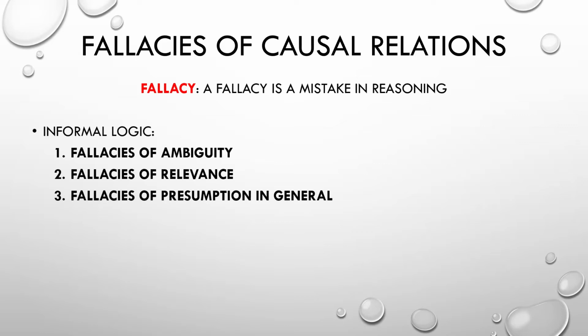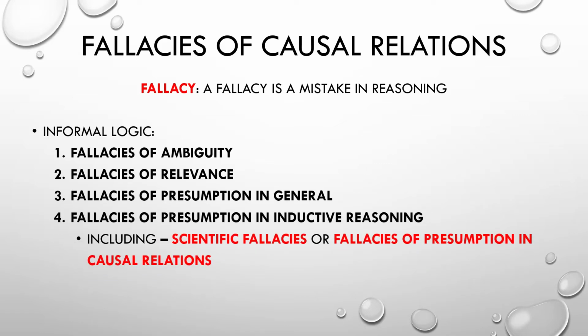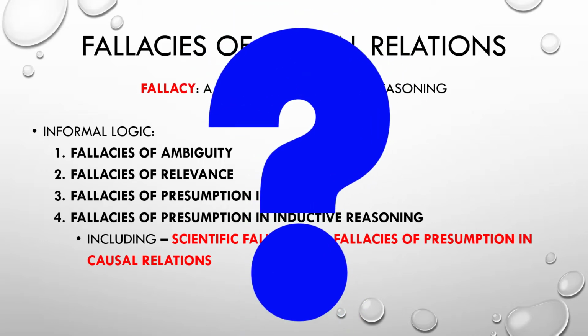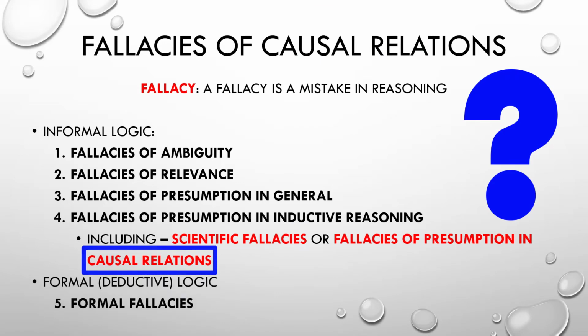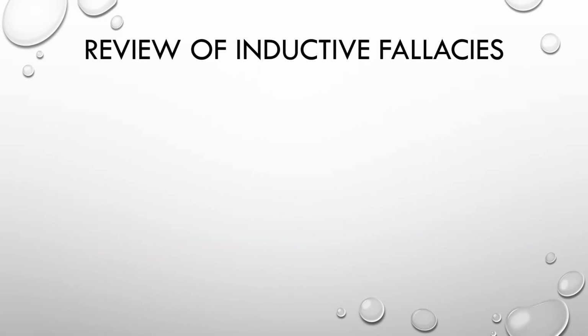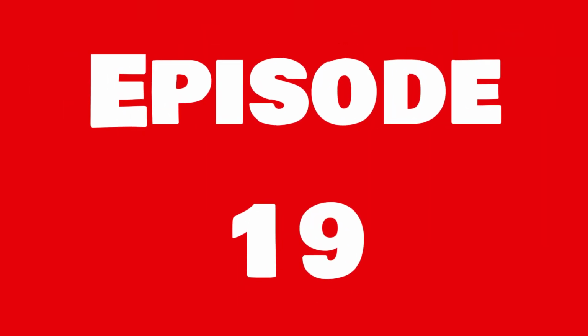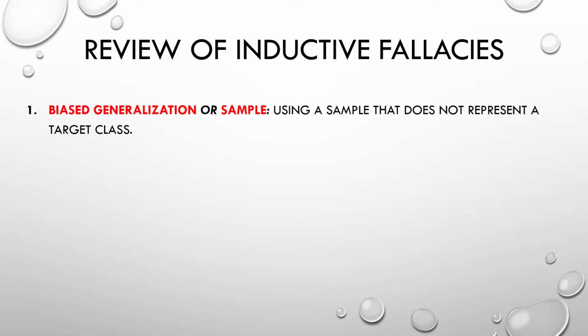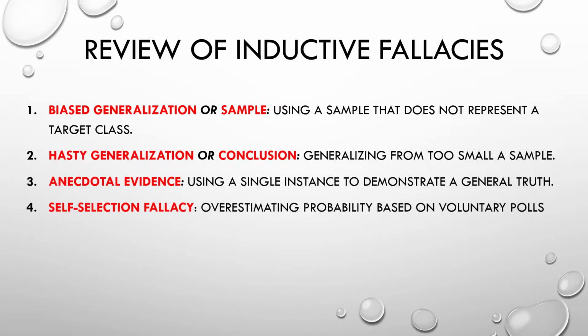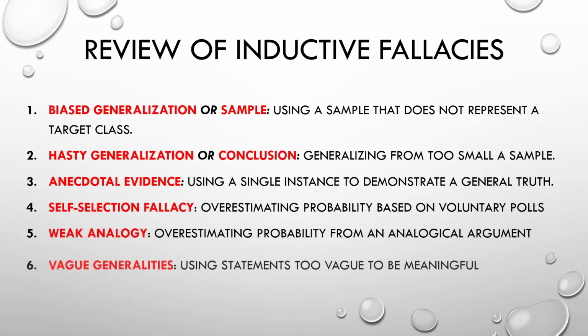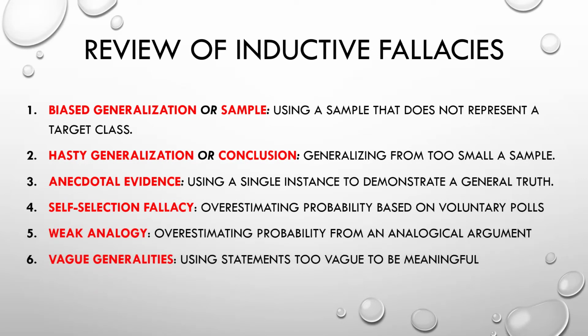The 4th we covered briefly, but we'll now revisit in more detail, which are fallacies of presumption and inductive reasoning, including scientific fallacies or fallacies of presumption in causal relations, committed when mistakes are made concerning, guess what? Causal relationships. And the 5th major type of fallacy is found in formal deductive logic. The following inductive fallacies were introduced back in episode 19: biased generalization or sample, hasty generalization or conclusion, anecdotal evidence, self-selection fallacy, weak analogy, and vague generalities. I'll leave it to you to check that episode out for a complete overview.